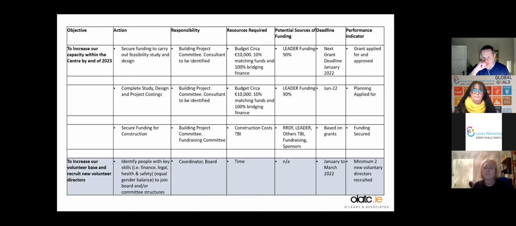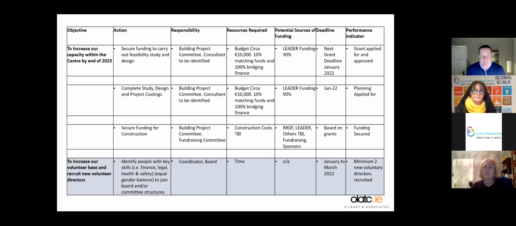It's really important because with the other objective, the deadlines are kind of enforced on you by external bodies. With this, you're setting a deadline for the organization to go out there and achieve certain things by certain dates. Let's say the target here is to bring in 2 new voluntary directors, have them recruited by March of next year.